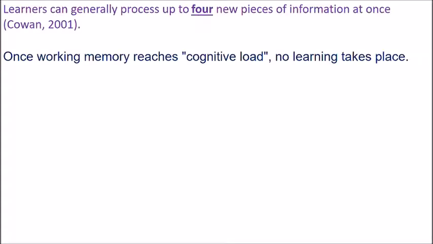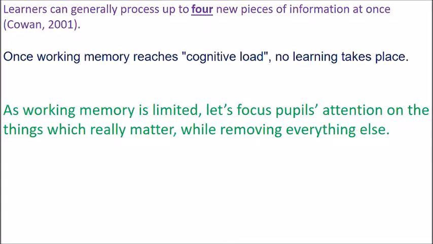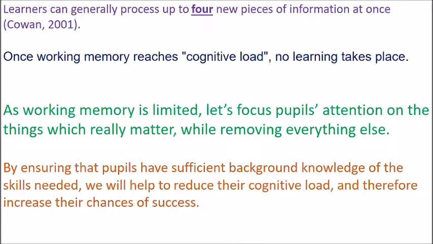So I'm going to conclude with what I started with really. So remember we said learners can generally process up to 4 new pieces of information at once. And we said that once working memory reaches that cognitive load, no learning takes place. Right, so I'd like to conclude with this. As working memory is limited, let's focus people's attention on things that really matter while removing everything else. If we ensure our pupils have sufficient background knowledge of the skills needed, we will help to reduce their cognitive load and therefore increase their chances of success.